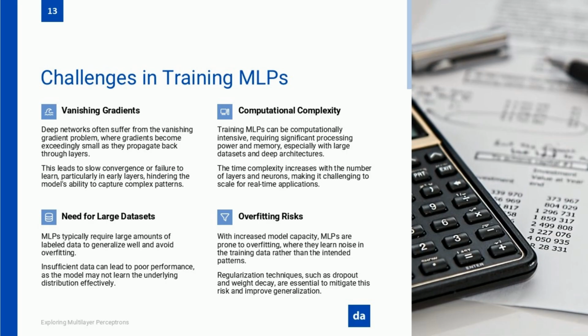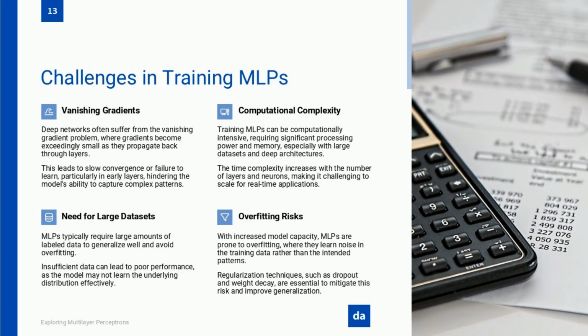Another challenge? The need for large data sets. MLPs are data hungry. They need a lot of labeled examples to learn meaningful patterns. Unlike traditional machine learning models, which can sometimes get away with small data sets, MLPs require thousands, if not millions, of examples to perform well. And if the dataset isn't large enough, you risk overfitting, where the model memorizes the training data instead of actually learning patterns.